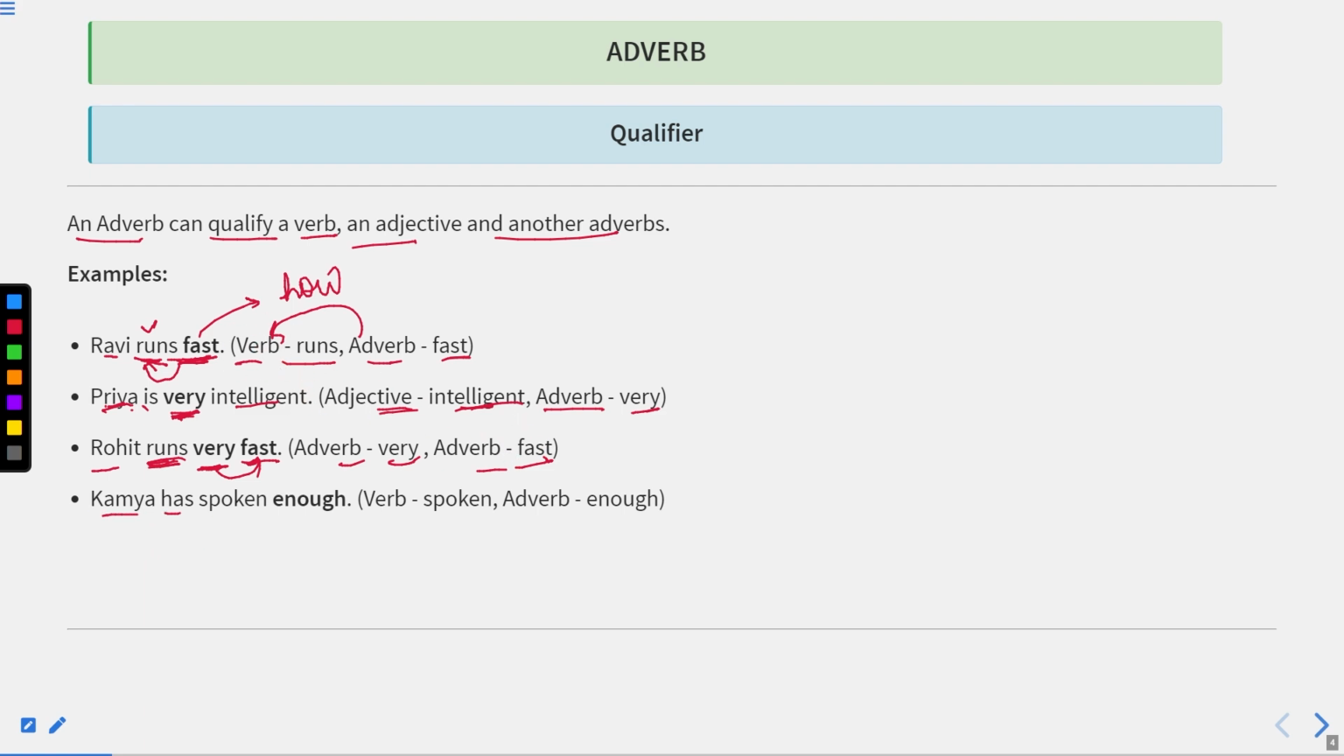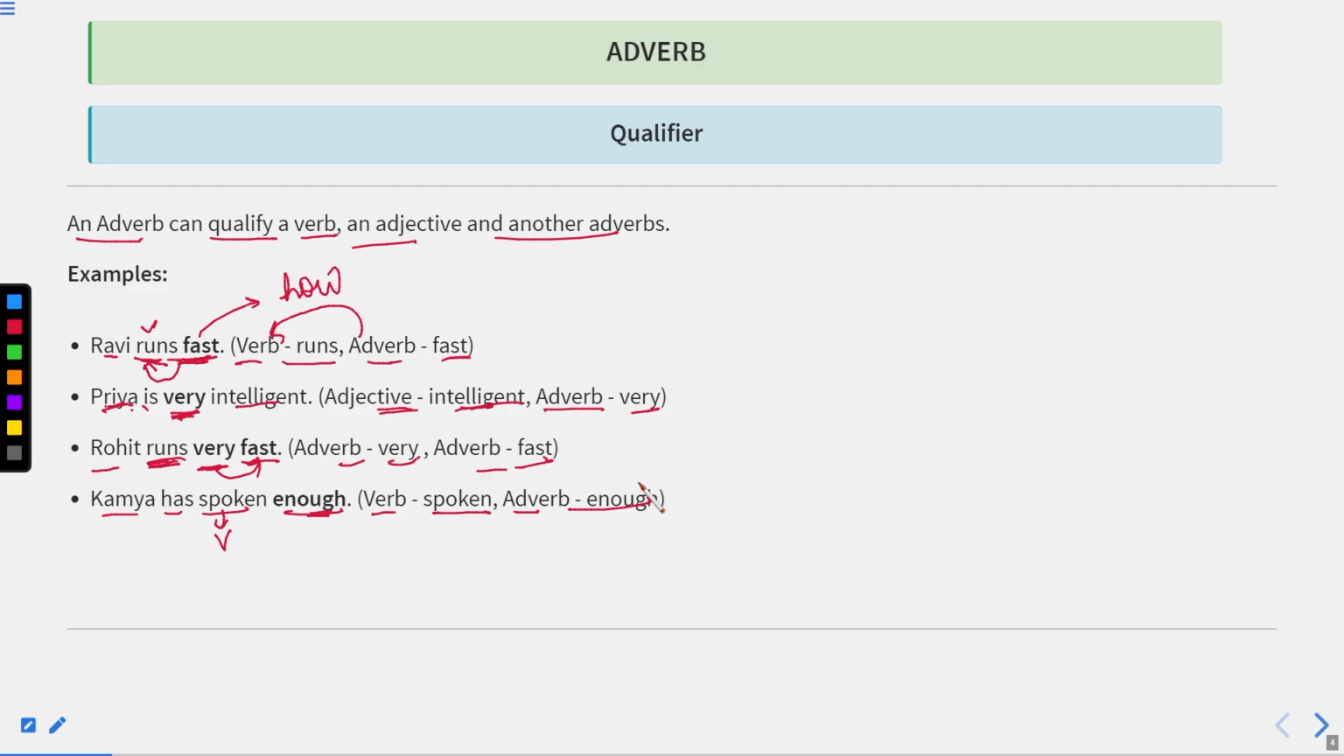Kamya has spoken. Spoken is the verb, third form. And how much? Enough. So she has spoken enough. It means there is some limit to anything, and now she has spoken enough. Spoken is the verb, whereas enough shows us the quantity. That is why in this sentence the verb is spoken and the adverb is enough. I hope you understood that an adverb is a qualifier which can qualify a verb, an adjective, or another adverb. And there can be many adverbs which can qualify other parts of the sentence.